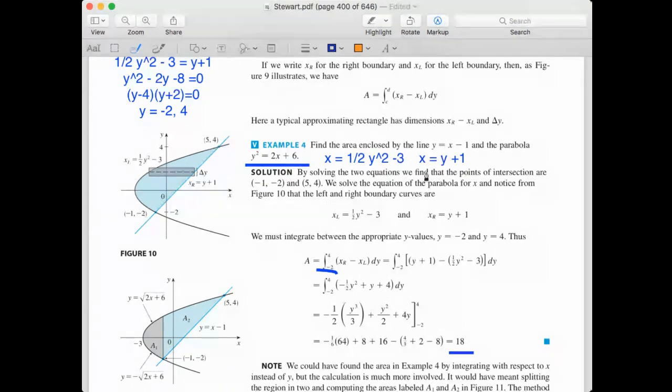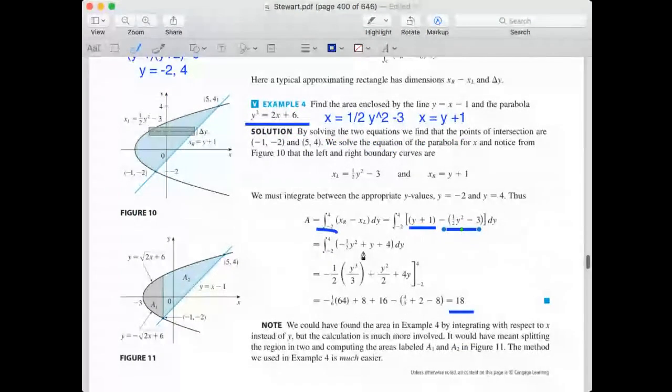But for this one, we have the right one subtract the left one. The right one is y plus 1. The left one is a half y squared minus 3. So we subtract those two, then we simplify. Then we anti-differentiate, or integrate. We get this. Then we evaluate at the lower limit and at the upper limit. We subtract them. We get 18.